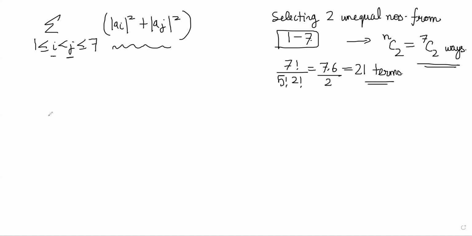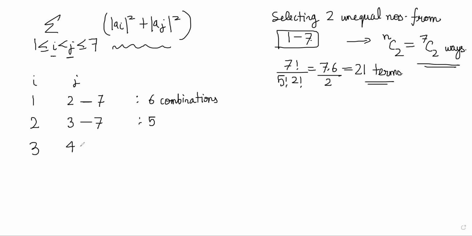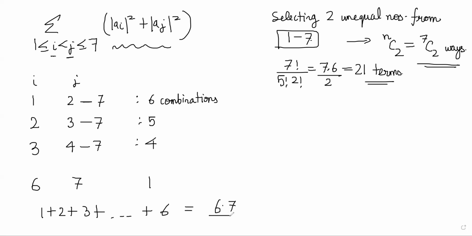And we can actually do a rough counting of this and figure that out also. If i is 1, j could be anything from 2 to 7, so there are 6 choices. If i is 2, it could be from 3 to 7, so there are 5 here. Similarly, if i is 3, it will be from 4 to 7, so there will be 4 here. And finally, when i is 6, it would be just one option, 7. So basically, you're doing 1 plus 2 plus 3 till 6, which is equal to 6 into 7 by 2, which is also 21. So there will be 21 terms like this in this summation.